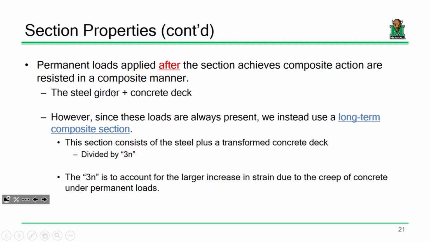So when we look at these permanent loads that are applied after the deck is cured, because they're there all the time and they never go away, they're applied on the long-term composite section, okay? In the long-term composite section, we take that effective flange width, we don't divide it by N, we divide it by 3N, so we're dealing with a smaller deck. And we do that because over time we have creep in the concrete and those effects that can tend to weaken it, okay?